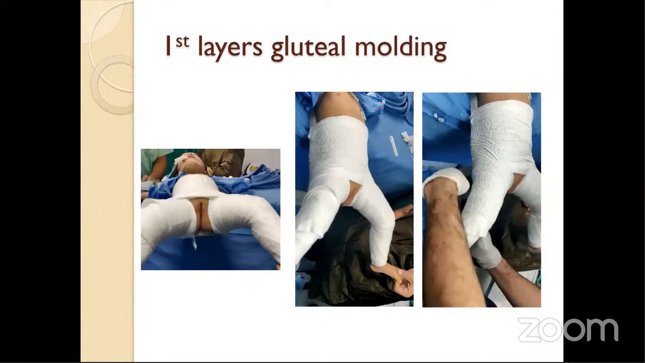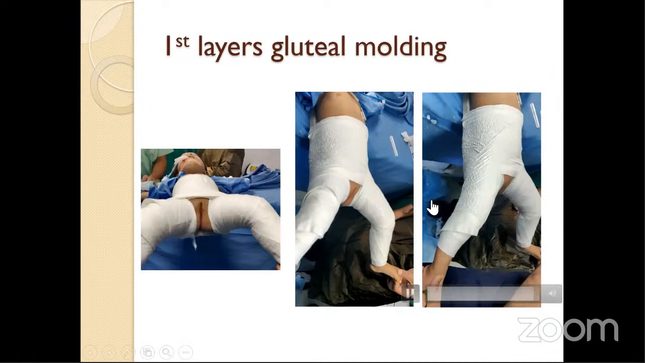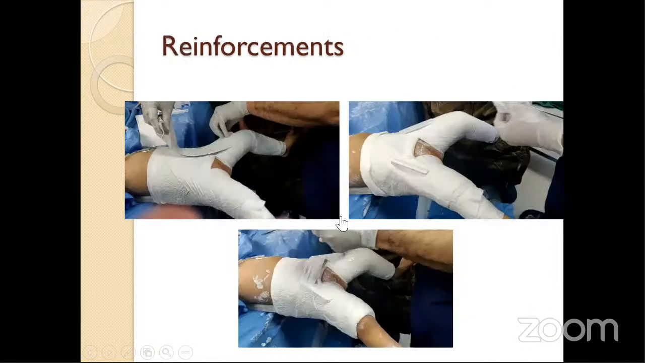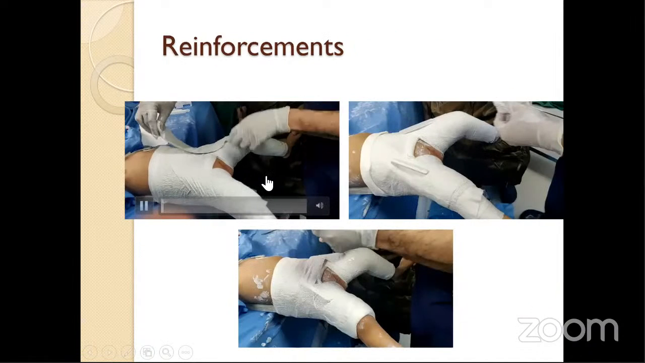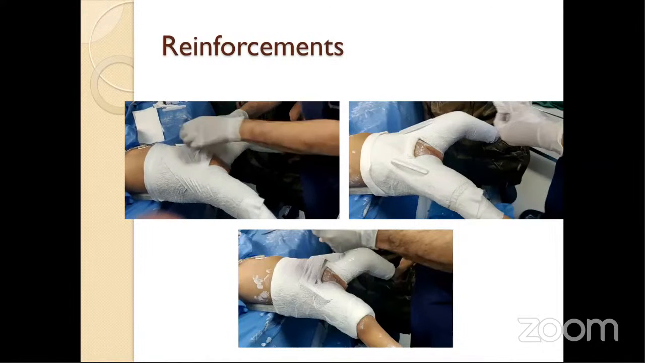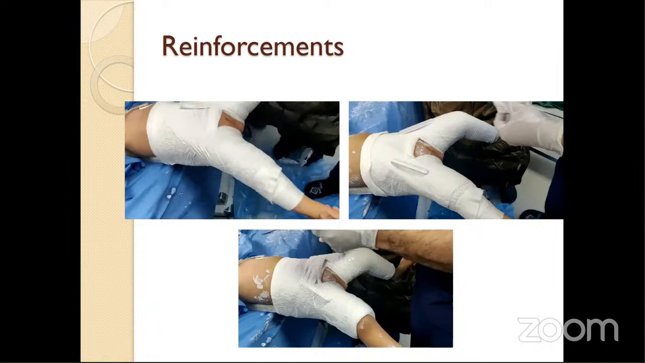This you pad excessively so that you can turn the cotton later and smoothen out all the curves so that there is no indentation anywhere. Then you reinforce. How do you reinforce? You make small slabs. You put a small slab on the anterolateral aspect of the thigh so that it gives a nice mold and doesn't break there.